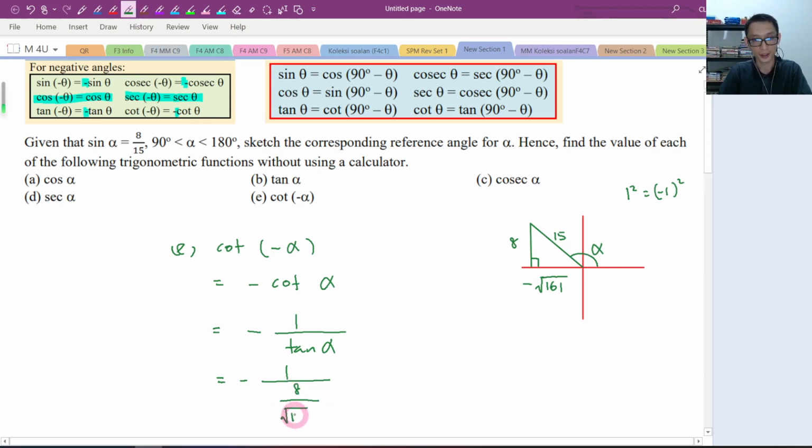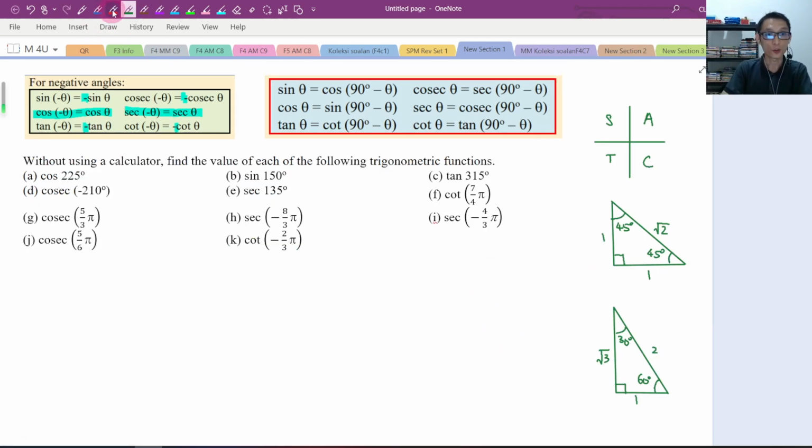TOA, and don't forget the negative sign. Since here we have a negative, here we have a negative, it will become positive, and the answer will become square root of 161 divided by 8. Okay, this is the final answer for E.